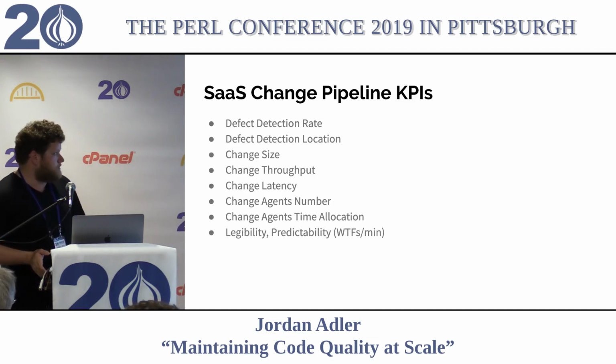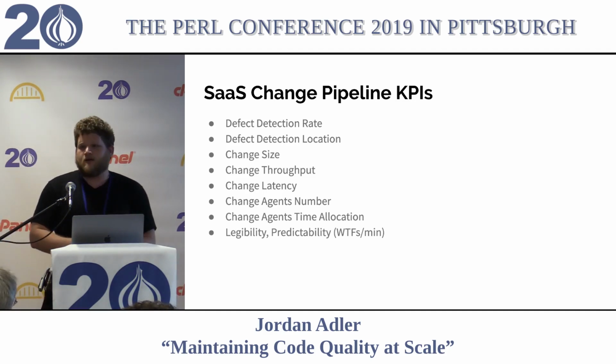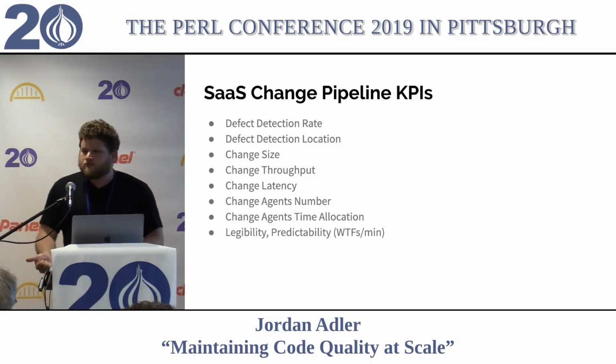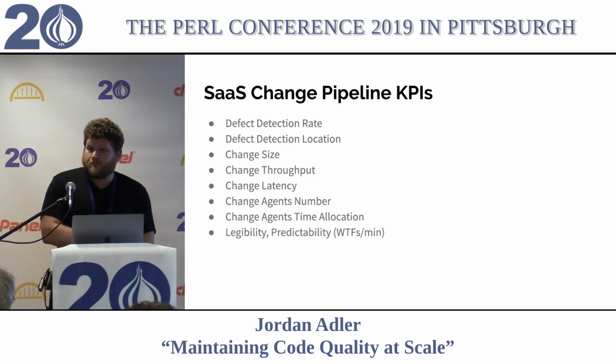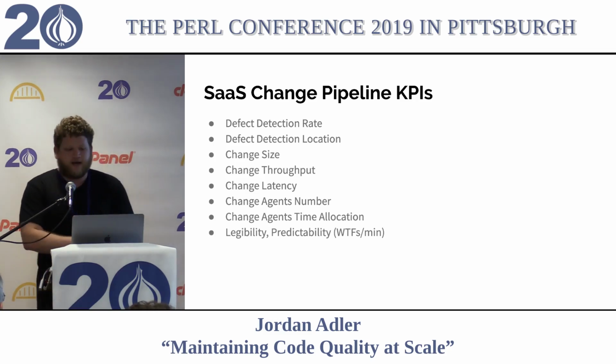The first one, obviously, is the defect detection rate. How many bugs do we discover, and where do we discover them? So the earlier we discover a defect, the cheaper it is to fix. This is true in any sort of management, factory management, software management.